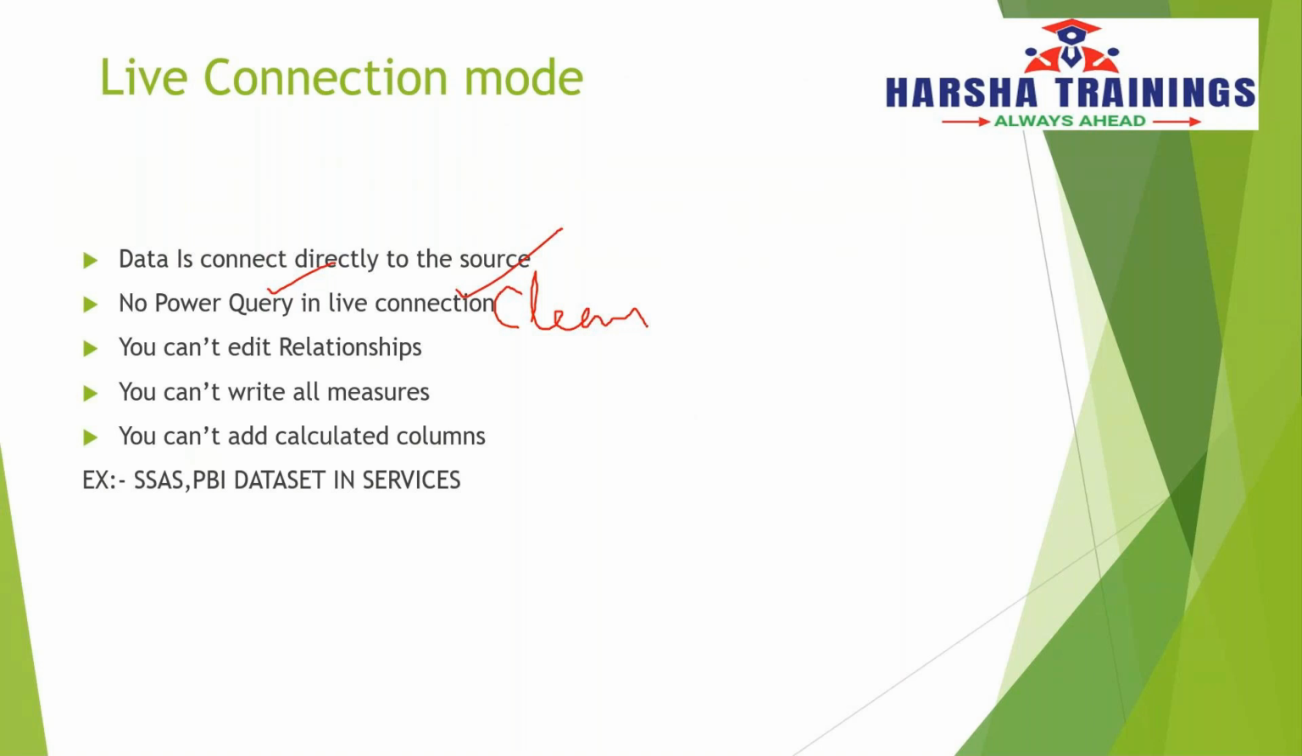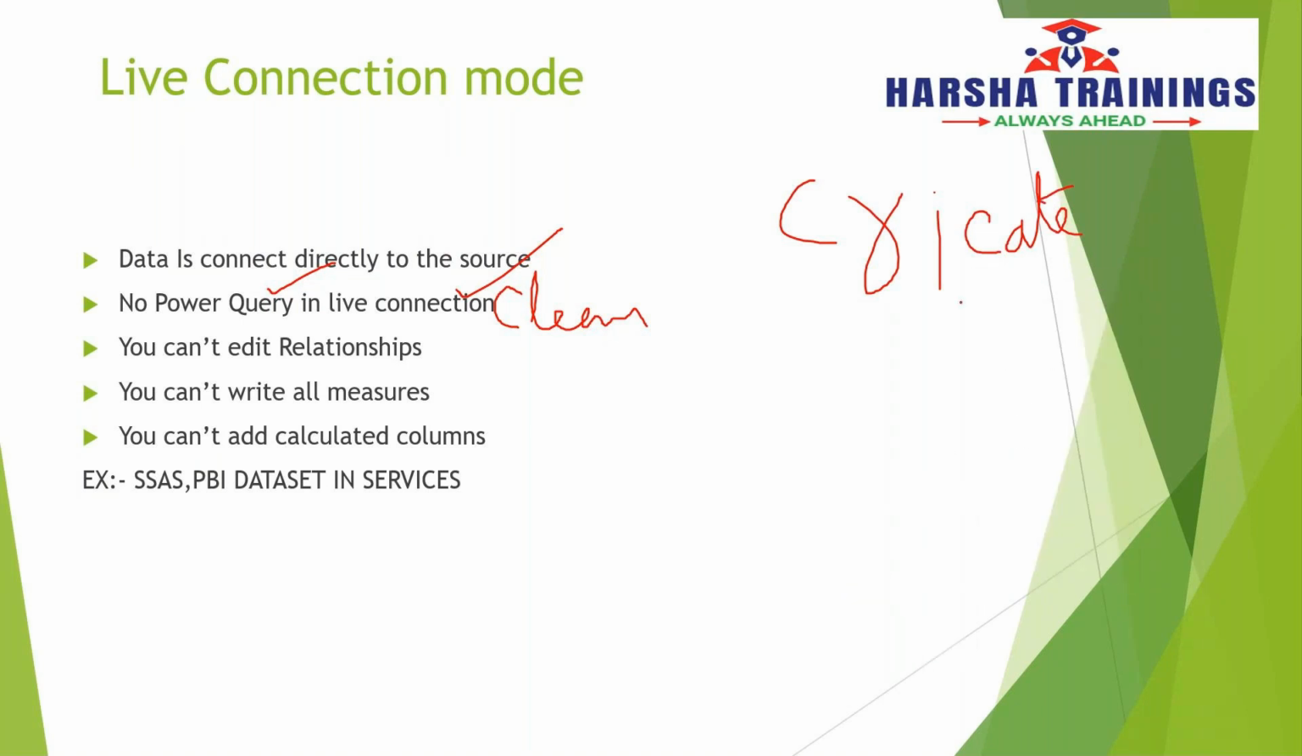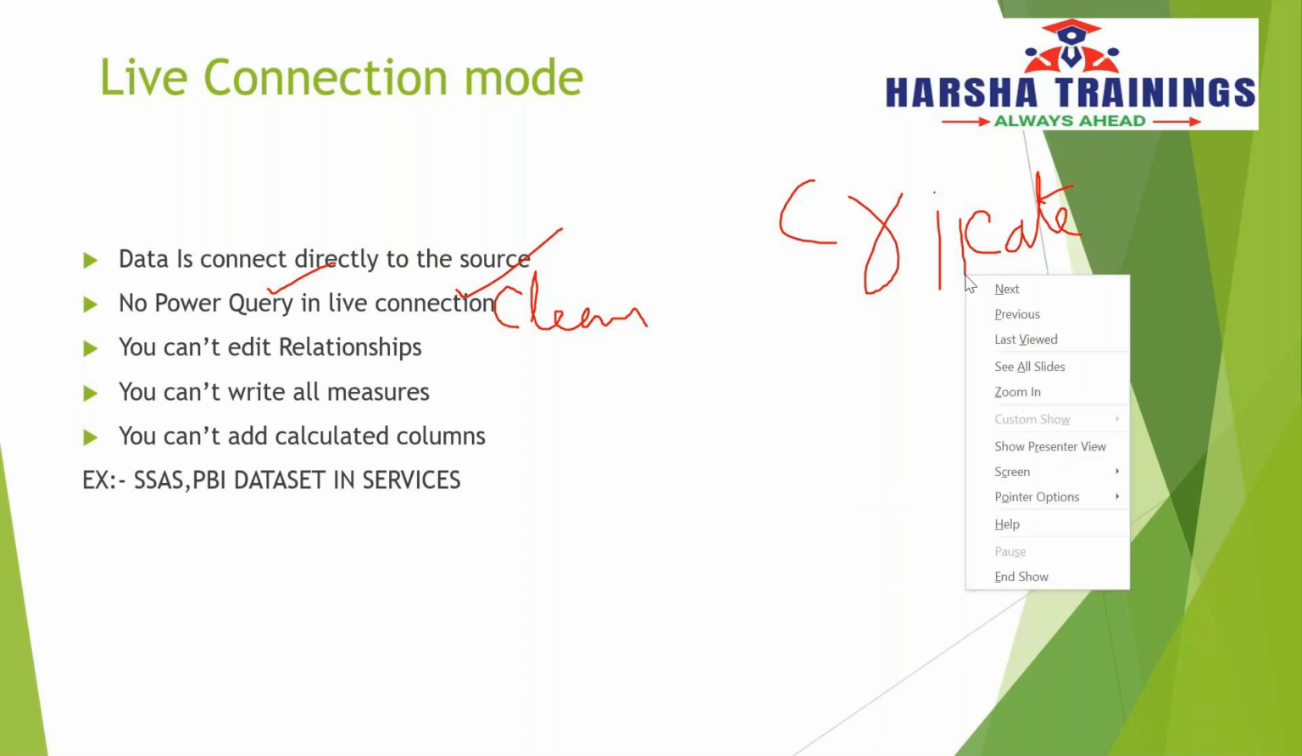Apart from that, you cannot add calculated columns. Why? I'll give you a simple example of why we cannot clean the data. For example, we all know this, right? Cricket, sorry, spelling mistake.